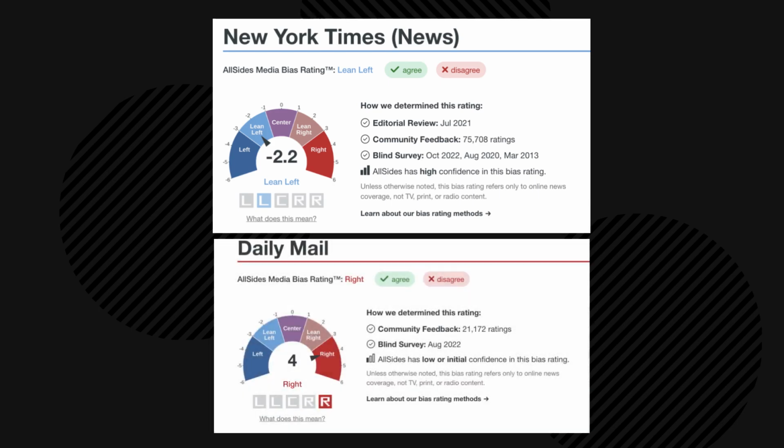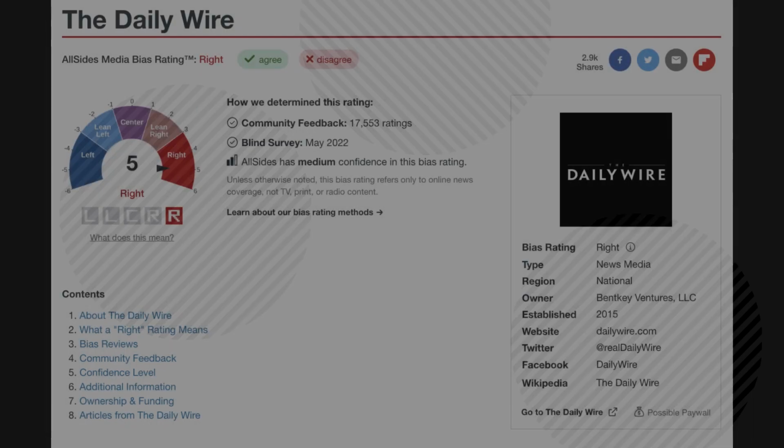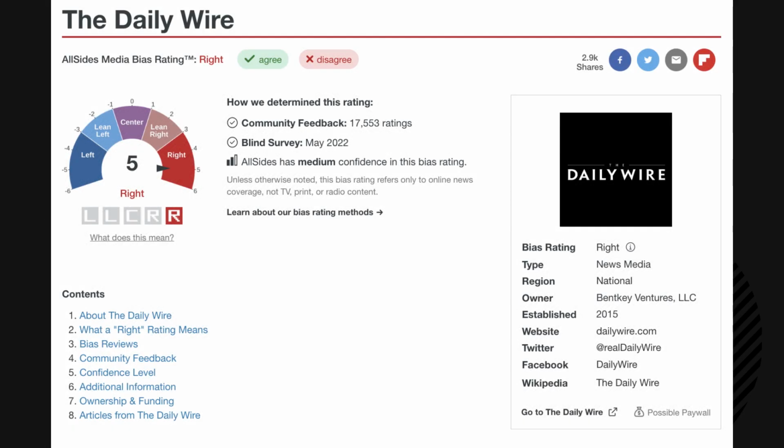the Daily Mail. While it's not entirely clear how AllSides arrive at their final judgment, they do publish a bias profile for every news website that they rate, and this lays out all of the evidence they've collected. And you can find these bias profiles on the AllSides website. Okay, so this is how they do it.